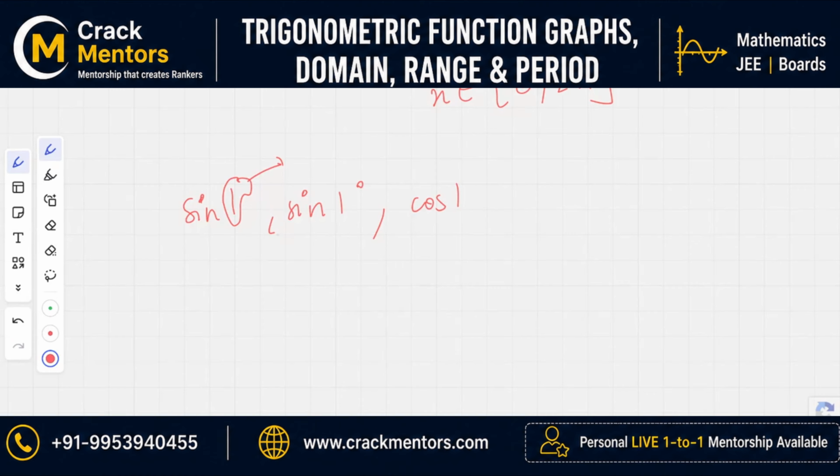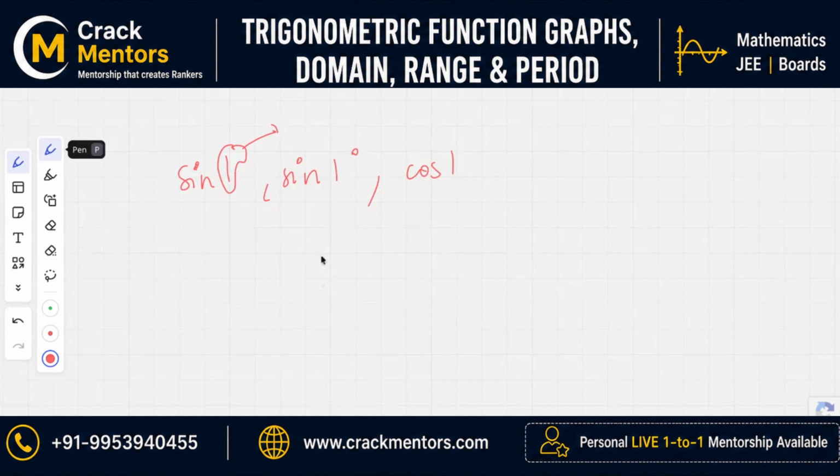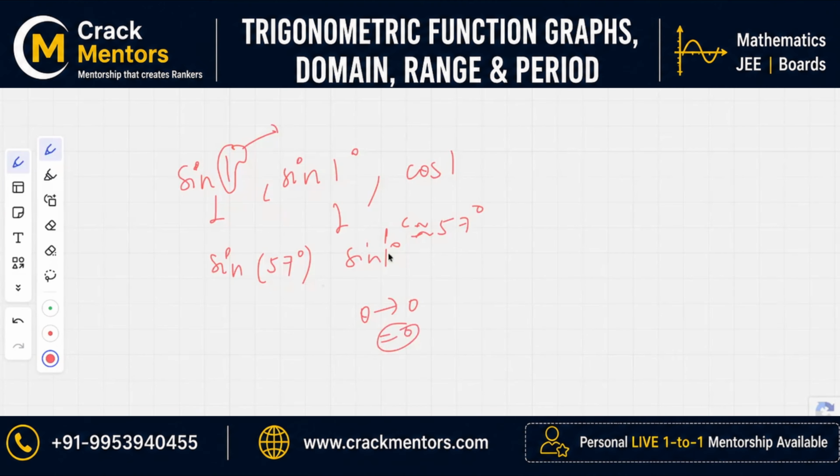I think sine 1 is the greatest. Sine 1 degree is the smallest, so cos 1 is in the middle. Okay, so we know 1 radian is approximately 57 degrees. So sine 1 is approximately sine 57 degrees, right? This is sine 1 degree. Now we know for sine theta, if theta tends to 0, the answer is 0. So this is very small.